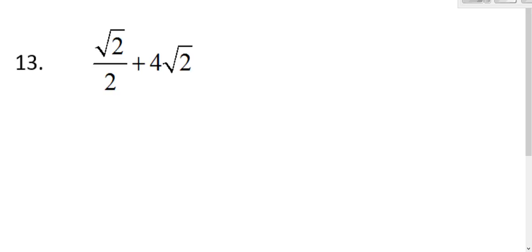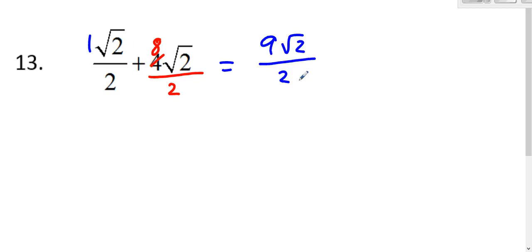So here we have another where we're trying to add fractions with square roots. So they need to have the same index, the same radicand, 2 and 2, and the same denominator. So we need to make a denominator of 2 so we can add these fractions. So that would have to be 8 over 2. But now we can add, we have the same square root of 2, same denominator, so 1 plus 8 is 9, square root of 2, all over 2.